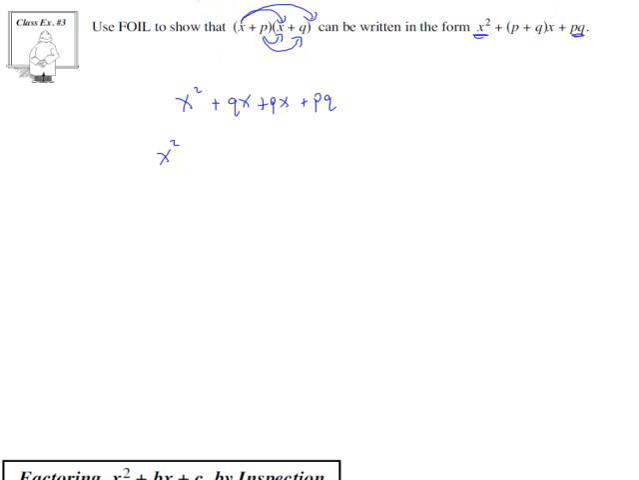So if you look at just the middle bit, qx and px have a common factor of x. They're both being multiplied by x. So what you can do is take out that common factor. So if you take out a common factor of x, it'll be x times, and then what's left inside the brackets? Qx divided by x is just q, and px divided by x is just p.